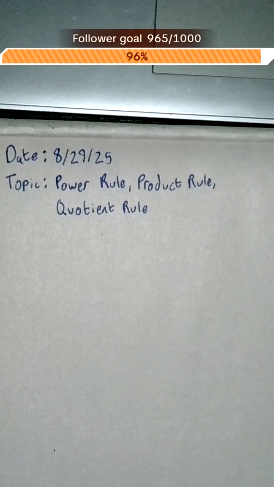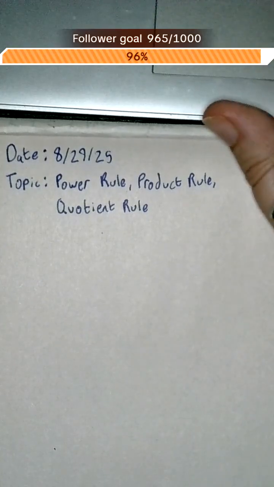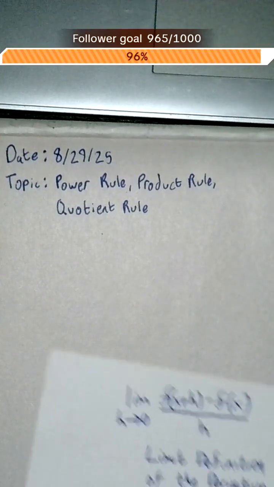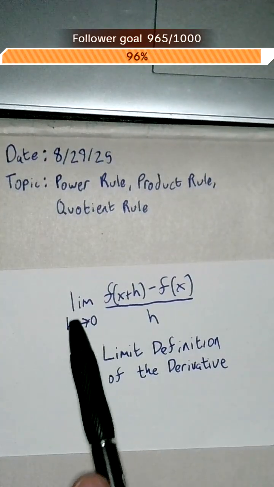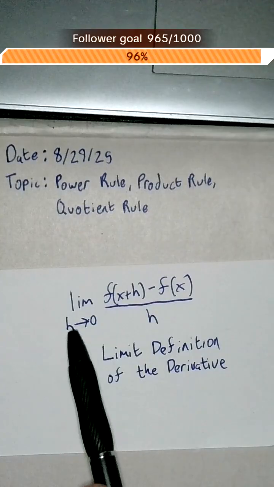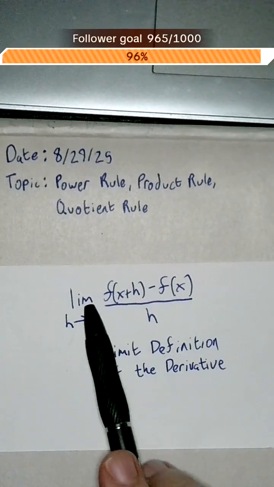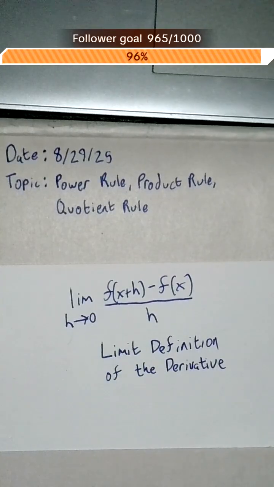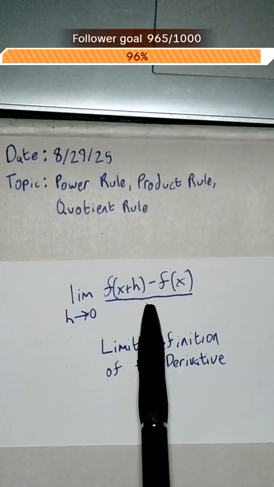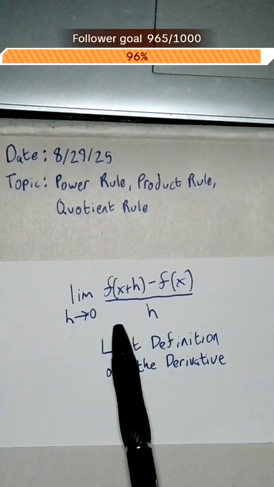Last night, as you may or may not remember, we talked about the limit definition of the derivative. What is the limit definition of a derivative? Well, remember that it says we take the limit as h goes to 0 of our slope. Remember that this is the slope of a tangent line of a function.